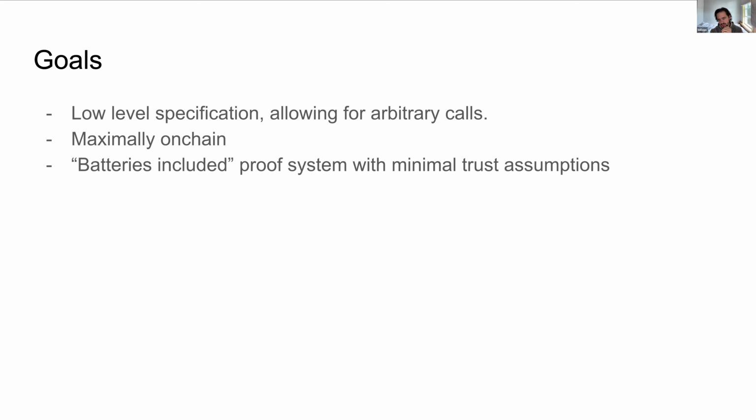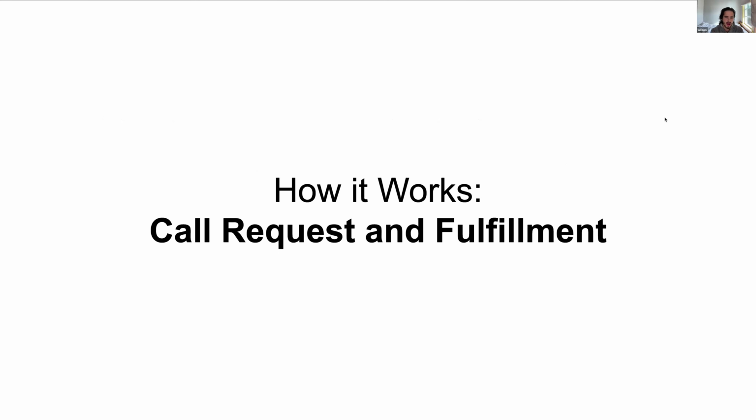And so some of the context here is that I feel like a lot of people are working in this space, and I kept on hearing "proof system agnostic." And it was hard for me to understand what actually was the preferred proof system with minimal trust assumptions. And then in talking with some people about this, we realized that in the context of L2s, or really any chain posting a state root to L1, we can actually deliver something with pretty good trust assumptions, as we'll see. So how it works: call requests and fulfillment.